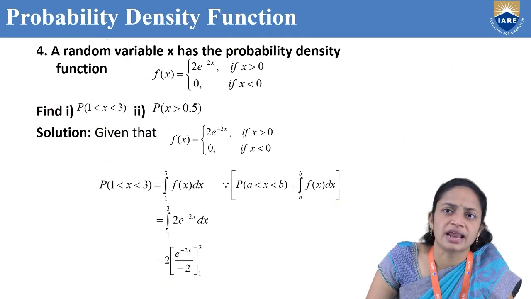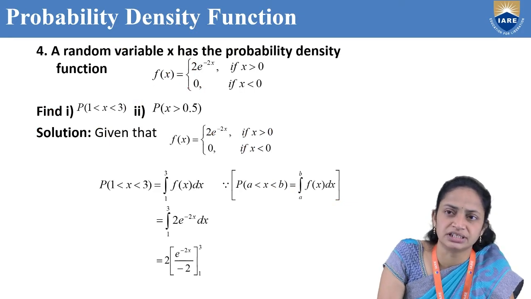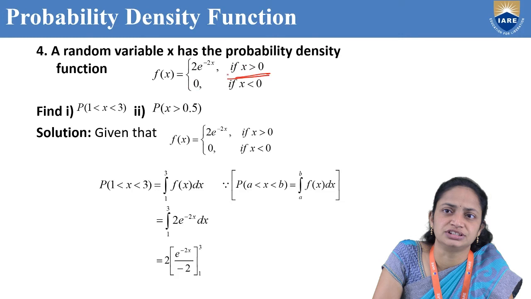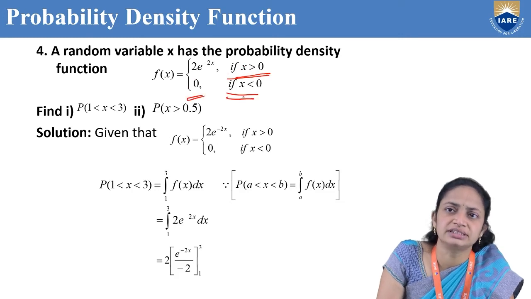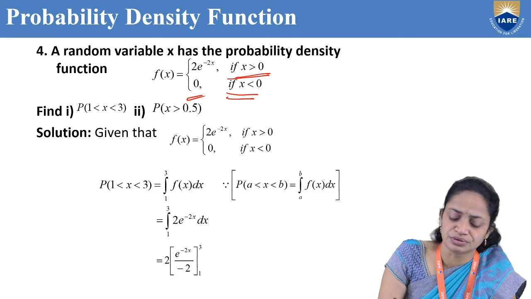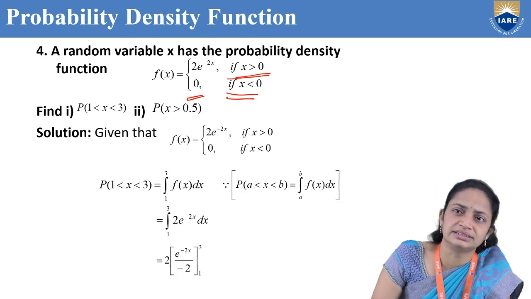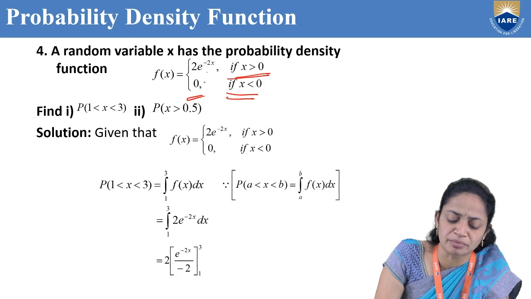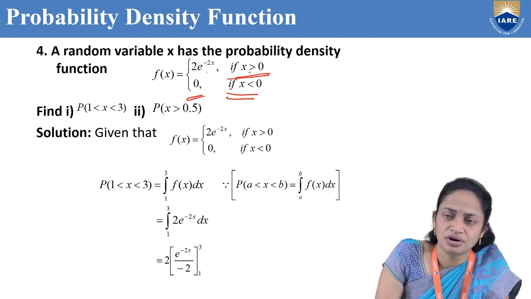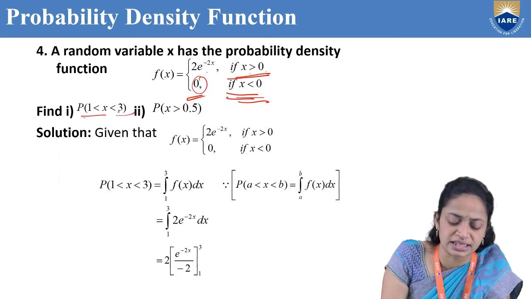So next problem: a random variable x has the probability density function f of x equal to 2 e power minus 2x where x is greater than 0, and 0 where x is less than 0. Okay, x greater than 0 means 0 to infinity, right? Find P of 1 less than x less than b.